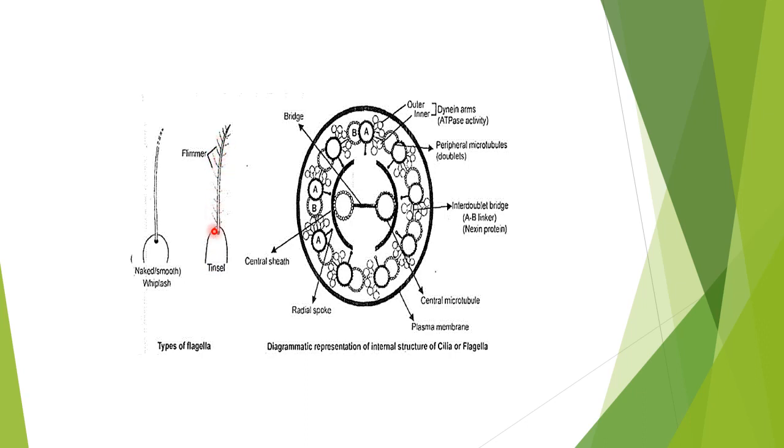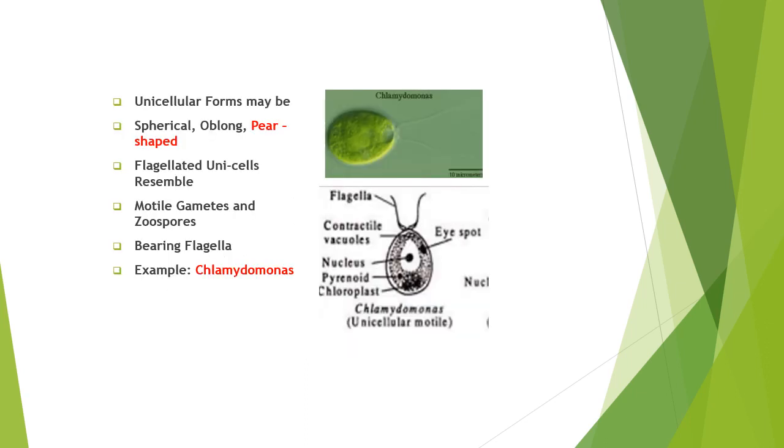Filaments are here, and the side branches are here. This is called a tinsel. When you see its internal anatomy, it has two central elements surrounded by nine doublets. That's 9+2. This structure will be discussed in the next video. Here we were concerned about the whiplash type of flagella or the tinsel type of flagella. The rest of the internal structure is the same, 9+2.